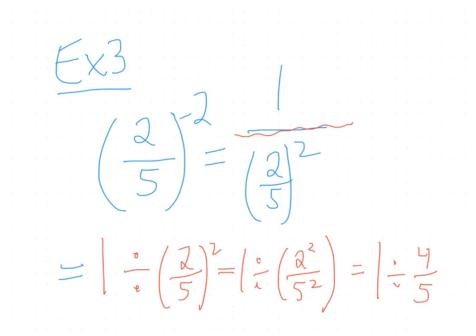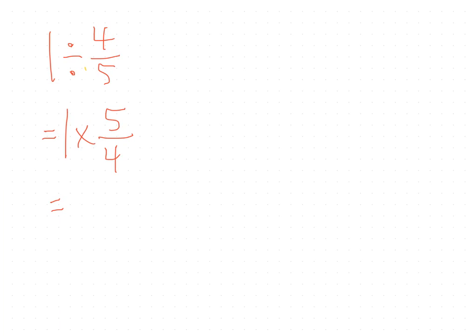1 divided by 4 over 25 becomes 1 multiplied by the reciprocal. Oops, I think I made a mistake here. Let me go back. 2 squared is 4, and 5 squared is 25. So, a slight error there. Let's add that in, 25. And let's go to the next page and also adjust for that. 25, 25. And now let's continue. 1 times 25 over 4 remains 25 over 4.